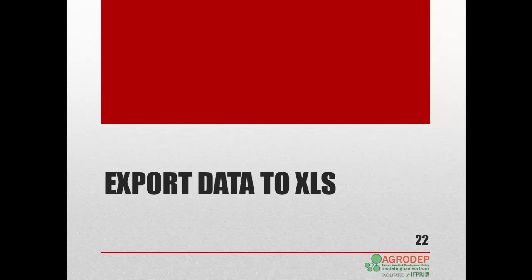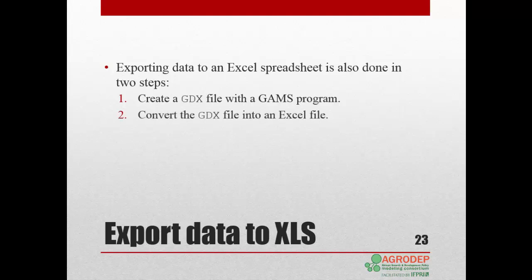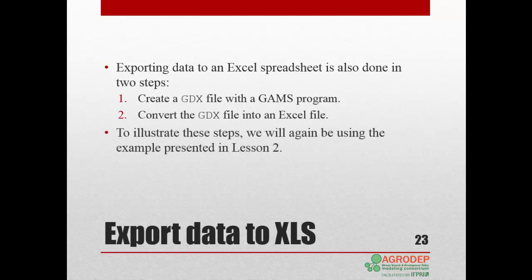We follow the procedure in reverse to export to Excel. So exporting data to an Excel spreadsheet is also done in 2 steps. First, we create a GDX file in a GAMS program. Then we convert the GDX file into an Excel file. To illustrate, we will again use the example from Lesson 2.